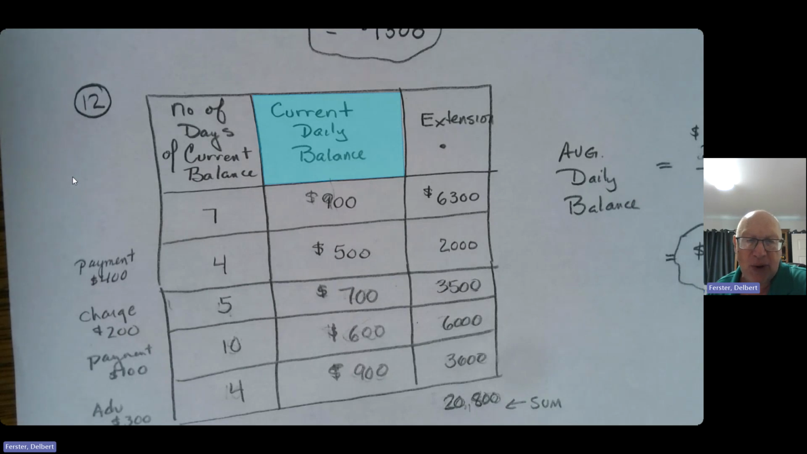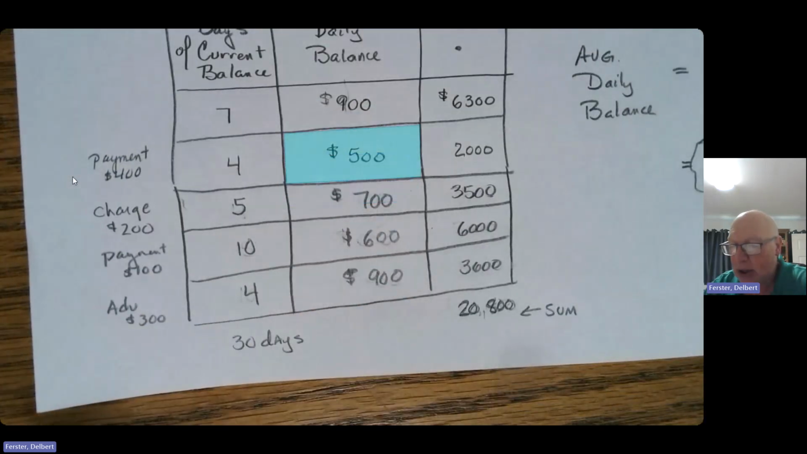And if we look at the number of days we've already accumulated, we've got 7 and 4 and 5 and 10, total of 26. So if we're tracking a 30-day window, that would mean for the last 4 days of those 30, our balance reflected the $900. And as I said, here's going to be your calculation for average daily balance.